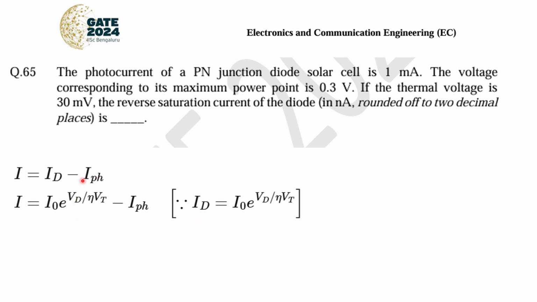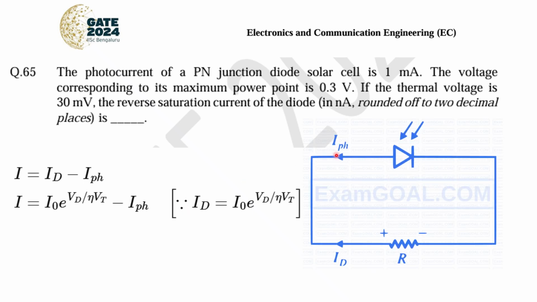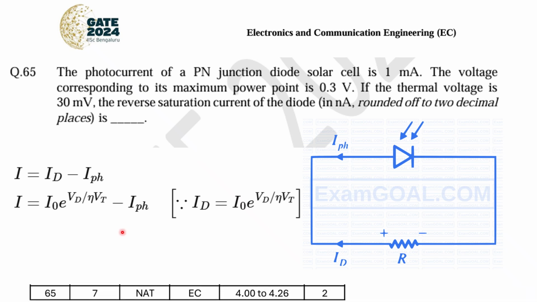But in this case a photodiode is also there, so you have to find out the actual current, which will be the difference between the diode and the photodiode, right? So here is the circuit. This is a photodiode, and ID is already passing, so now we have to find out the net current, that is the difference of this, right? So your answer should be in the range of 4 to 4.26.